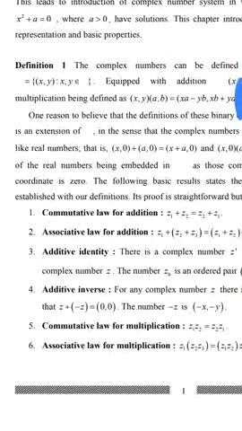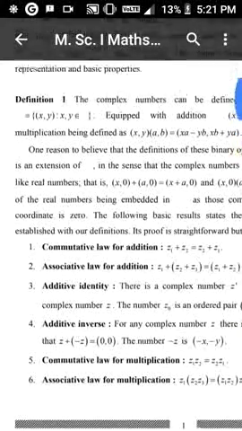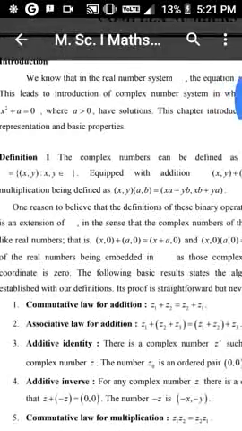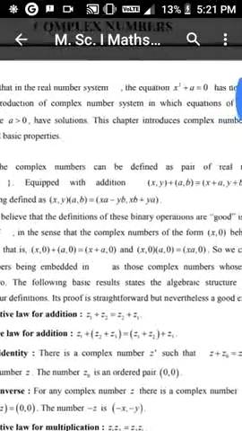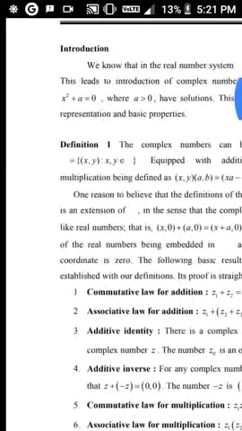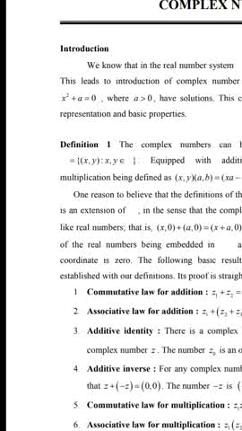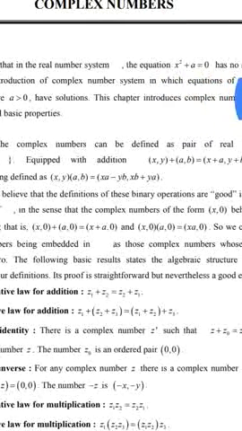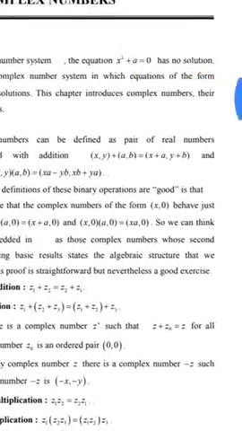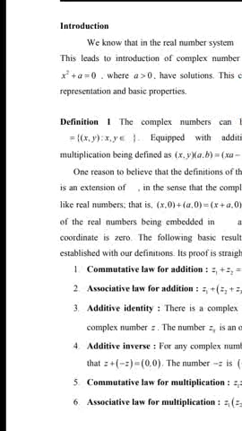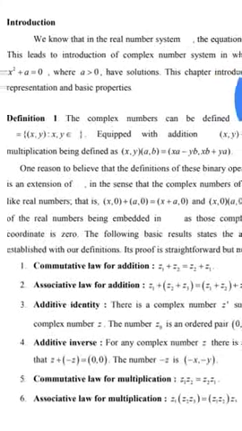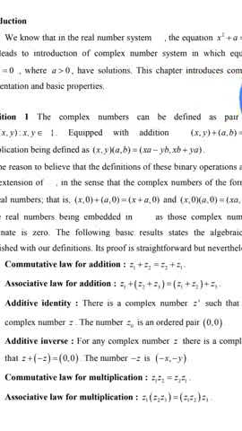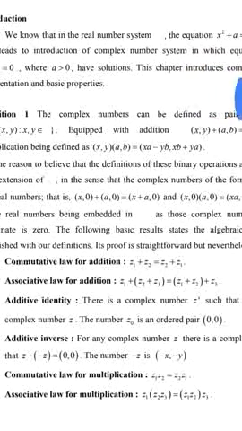This chapter introduces complex numbers, their representations and basic properties. Definition: complex numbers can be defined as a pair of real numbers (x, y) such that x, y belong to R, equipped with addition (x, y) plus (a, b) is equal to (x plus a, y plus b), and multiplication defined as (x, y) into (a, b) is equal to (xa minus yb, xb plus ya).